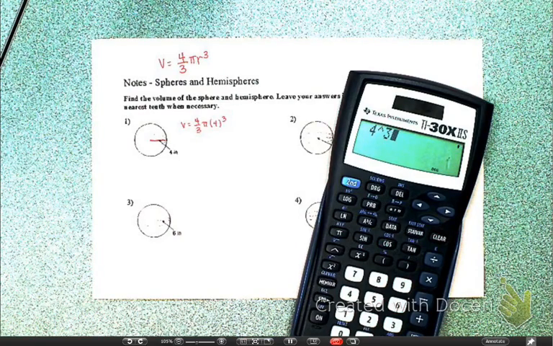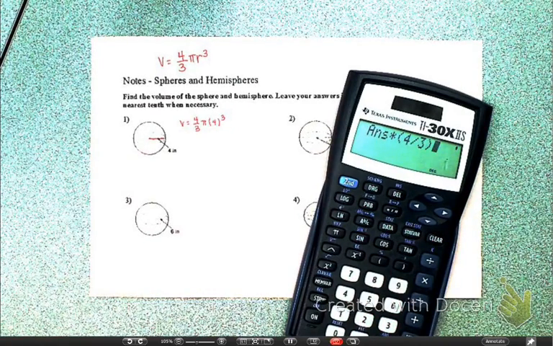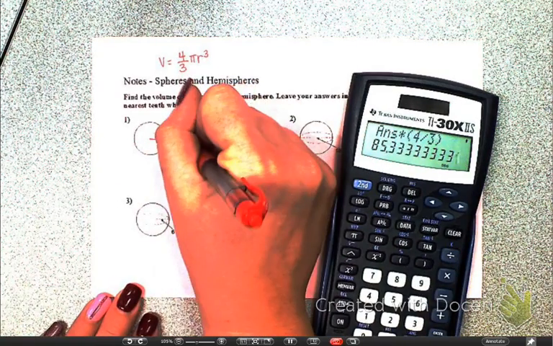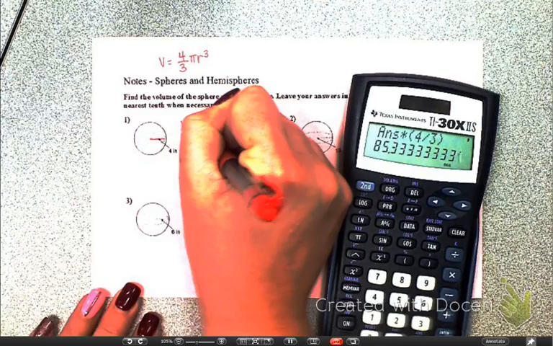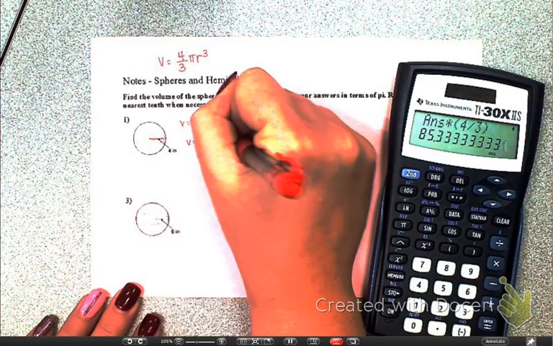So 4 to the 3rd power equals, and then I need to multiply that by 4/3. You have 2 options. You multiply by 4 divided by 3 and you put it in parentheses, or you do 64 times 4 divided by 3. Either way, you get 85.3. So as long as you got 85.3, don't forget your pi, and it's inches cubed.